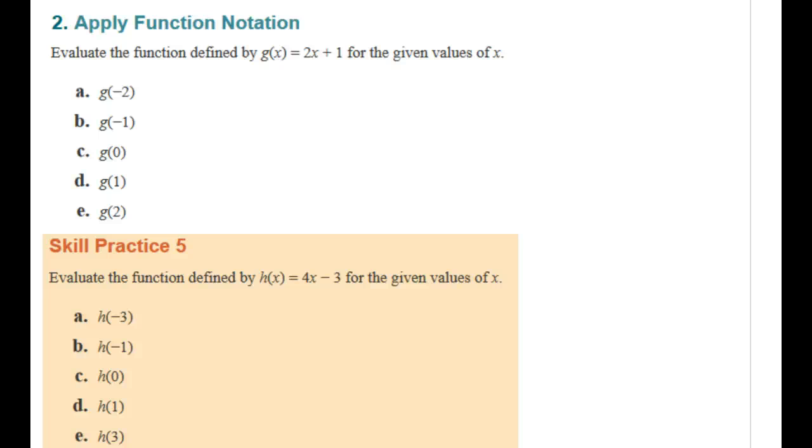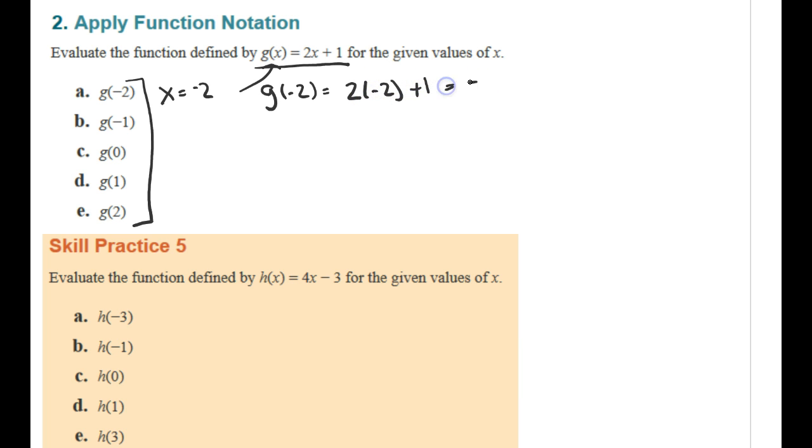So, function notation. A lot of times in math we try not to use a lot of words, and we just try to use symbols. So here this is saying evaluate these functions at these x values. If this is our function, we want to plug in x equals minus 2 for x. So really this is saying, what is g at minus 2? Well, that's 2 times minus 2 plus 1, which is minus 4 plus 1, which is minus 3.